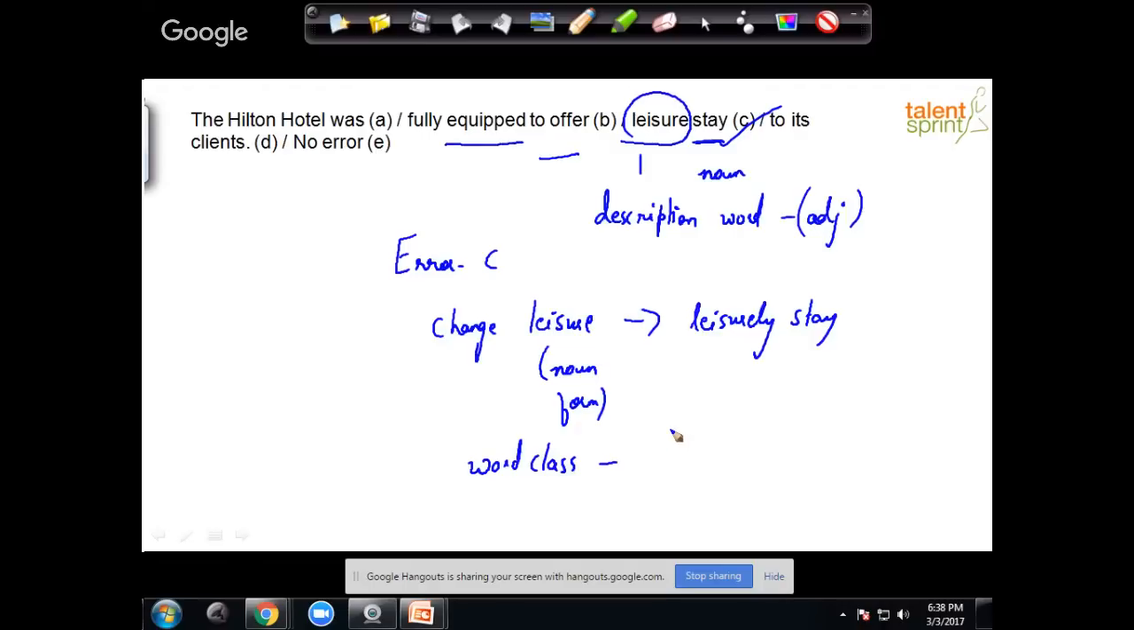Jafar, change your resolution, Jafar. Go to the settings, right hand side bottom corner of your video, and change the resolution to HD. Okay, so word class.